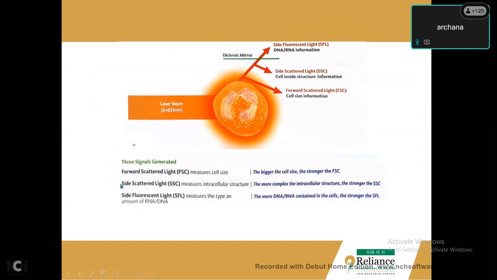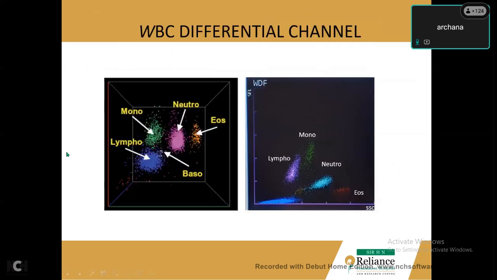We have the forward scatter, which measures the cell size. Then we have the side scatter, which measures the intracellular structures, the nuclear complexity. And then, as we had discussed earlier, the side fluorescence, which actually measures the amount of RNA in the cell. Putting all this information together, it creates a scatter plot. And as you can see, suppose we have the x-axis being side scatter, which tells you the complexity or the intracellular structures, versus the y-axis showing you the size, forward scatter.